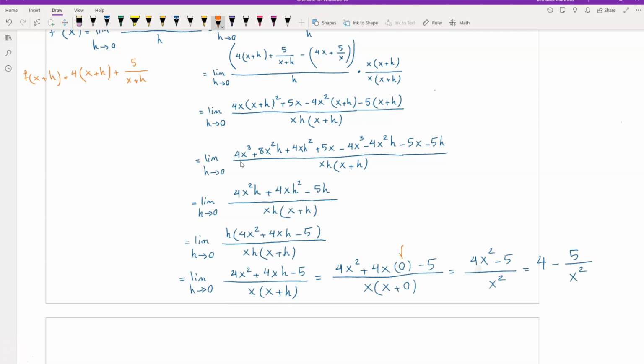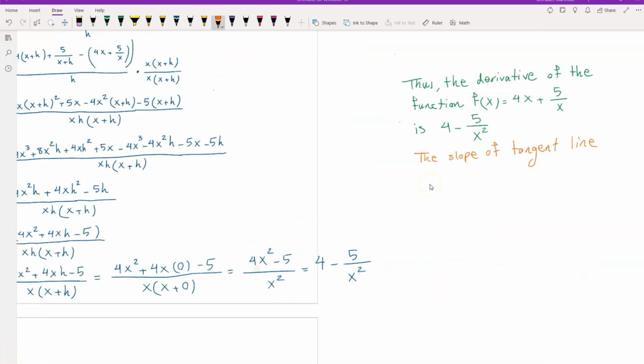So here, instead of h we have 0. So in the numerator we have 4x squared plus 4x times 0 minus 5. And the denominator is x times x plus 0. So that is equal to 4x squared minus 5 divided by x squared. Simplify. Our final answer is 4 minus 5 divided by x squared. Now we have to find the slope of the tangent line at x equal to -2.